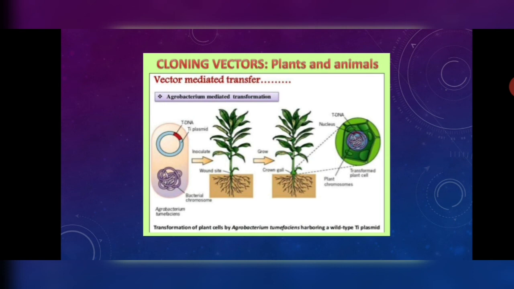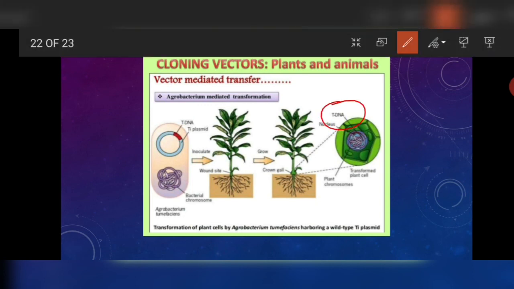Then what are cloning vectors? Cloning vectors are anything that will take the desirable DNA, the recombinant DNA, into the host. For example, Agrobacterium mediated transformation we can use in plants, okay, where we use the Ti plasmid which is present in the tDNA. The Ti plasmid is there. This is the Ti plasmid, as you can say. It has a tumor inducing DNA.